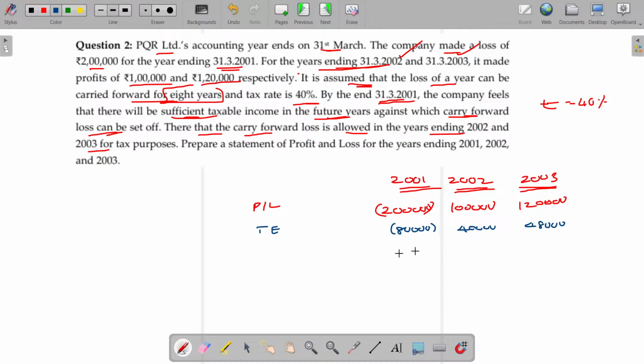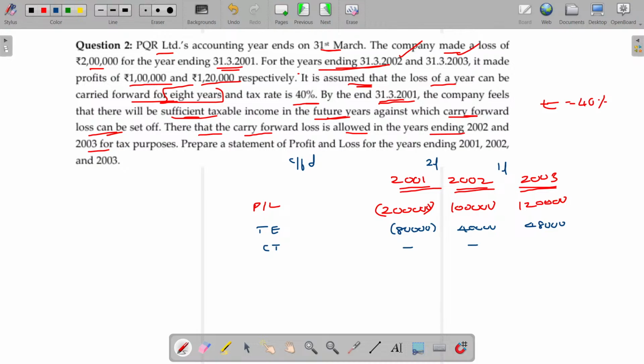This is tax expenses. What about the current tax? Here, current tax is 0. Here for 1 lakh, as for taxation purposes we can set off the past year's loss, 2 lakhs is set off here. Still, you have another 1 lakh to be carried forward. No tax is payable. In the next year, 2 lakhs carry forward loss, 1 lakh is adjusted, still 1 lakh can be carried forward.